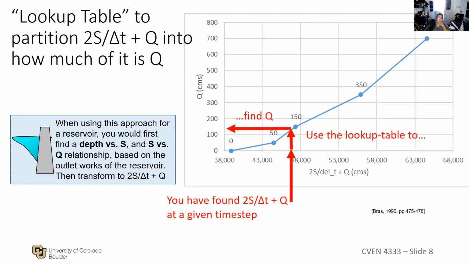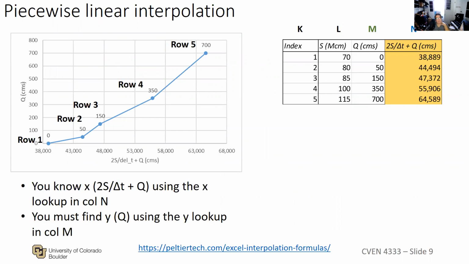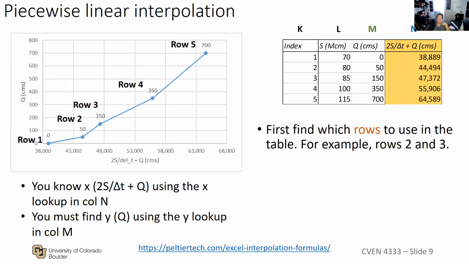So what we'll do now is we'll talk about how to do this in equation form, then we'll talk about it in Excel, and then we'll go through what the example looks like. So you're doing a piecewise linear interpolation here. Credit to this link that gave me the idea for how to do this. Just in mathematics first, your x, quote unquote, is 2S over delta T plus Q, and the y is your Q, and you're referring that to the lookup table here in the upper right-hand corner of the screen. The tricky part about the piecewise portion of linear interpolation is trying to figure out which rows to use in the table.